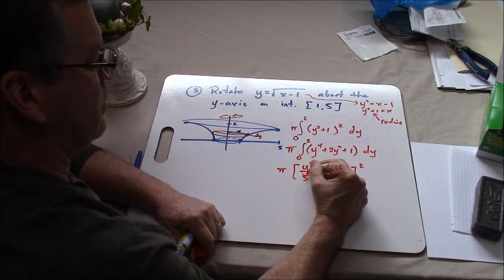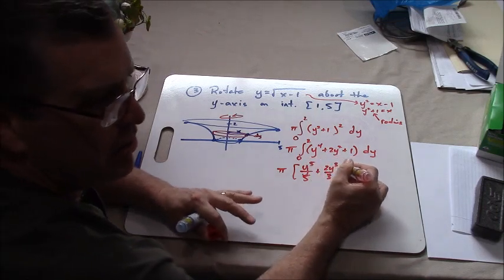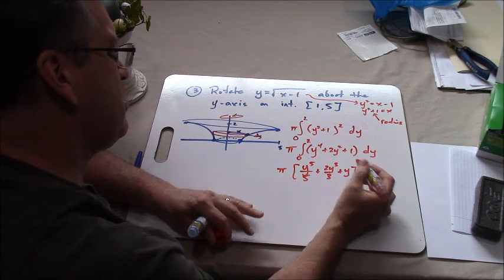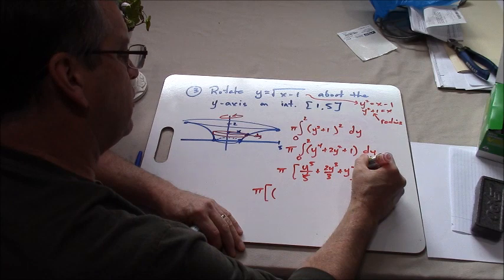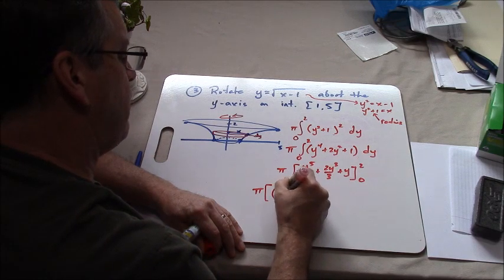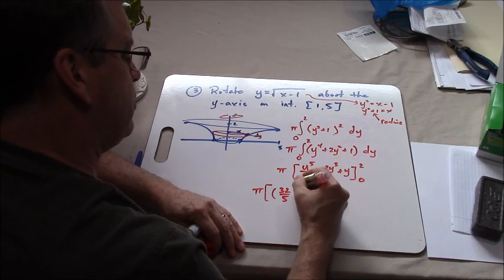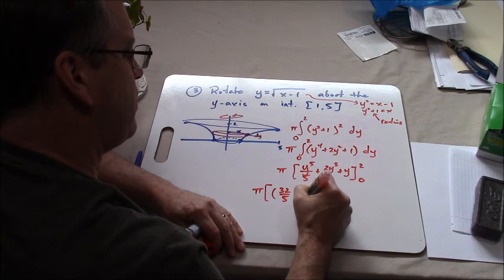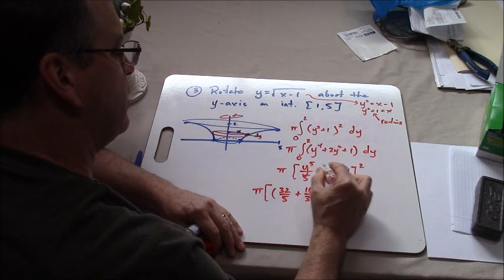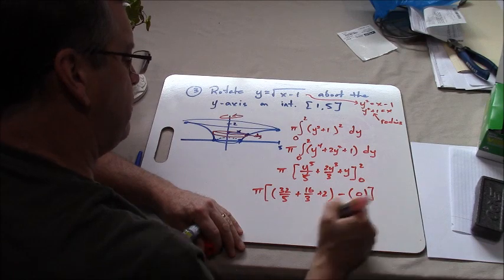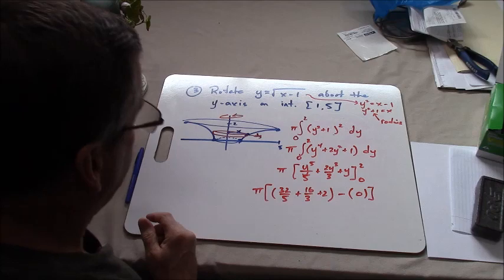So this starts to become kind of a lot. So maybe this was a calculator problem, maybe not. I mean, it's not too bad. I've got pi times, when I plug a 2 in, I get 32 fifths plus, this will be 8 times 2, that's 16 thirds plus 2. Minus what I get when I plug in a 0, that'll just be 0. And so I can just add those fractions on the calculator.